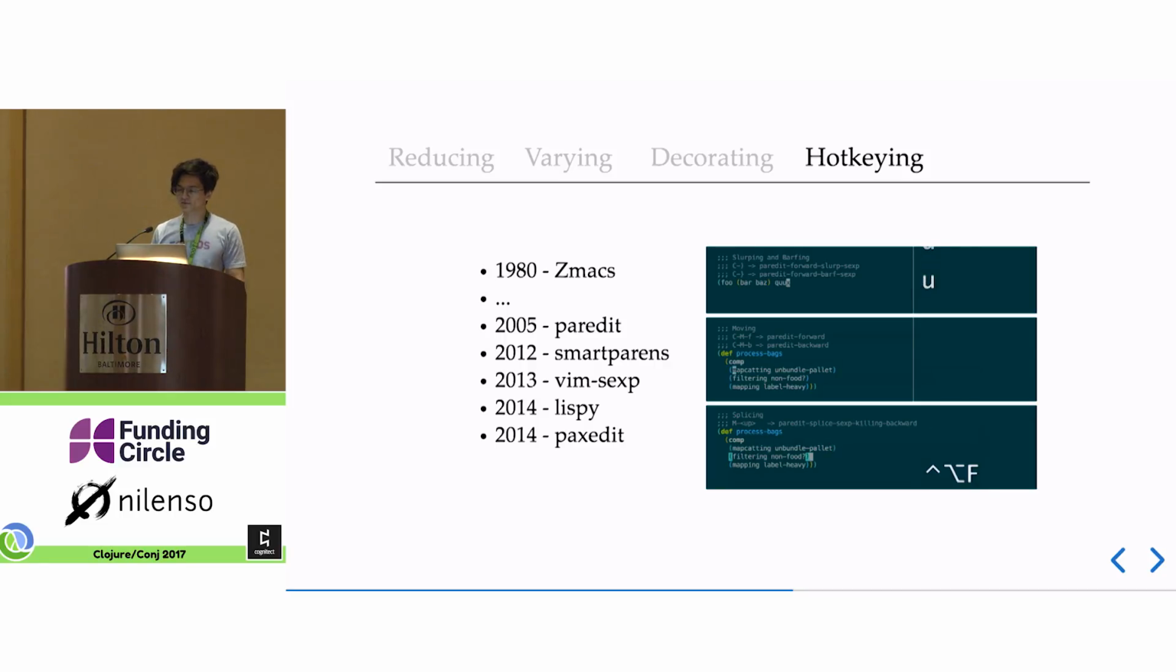And hotkeying. I suppose ParEdit is kind of the first to create this language of slurping and barfing things. Smart Parens is something that works outside of Lisp as well. All of these things have an interesting language around the sort of motion of these parentheses and how to move them around.